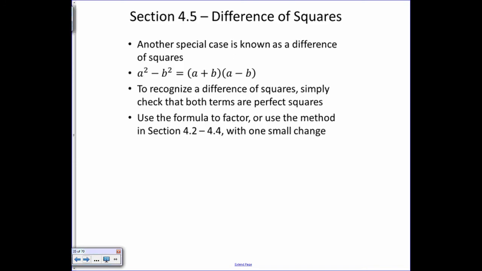Another special case is known as the difference of squares. So something a squared minus b squared is going to be factored to a plus b and a minus b. To recognize the difference of squares, simply check that both terms are perfect squares, and you want to make sure that there's a minus sign in between them. And so we can use the formula to factor, or we can use the method before with just one slight little change.